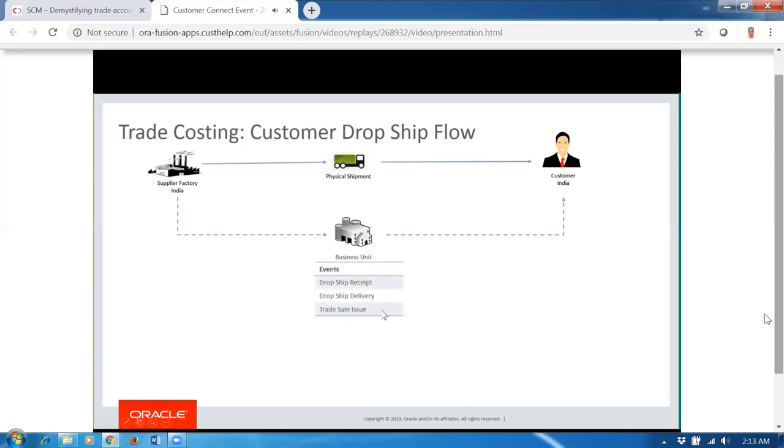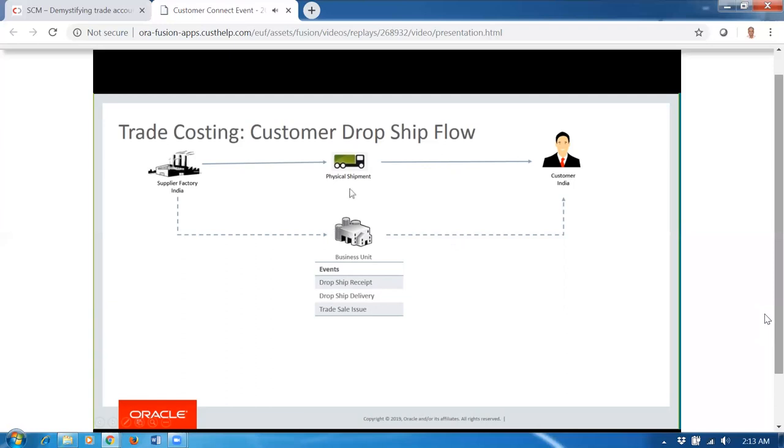So the events that we see are a dropship receipt, dropship delivery, and a trade sale issue. This dropship receipt is like your physical receipt. Let's picture this as in simple sales, which means that the item is directly being sold by the business unit to the customer. So you would do a sales order issue, which is nothing but depleting your inventory and then shipping the goods to the customer. So you would have a sales order issue event alone.